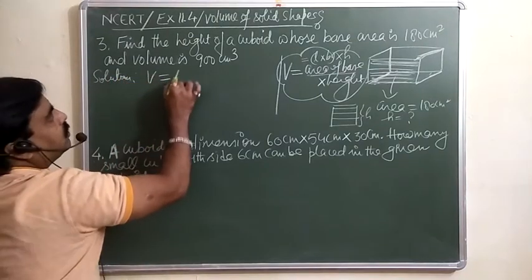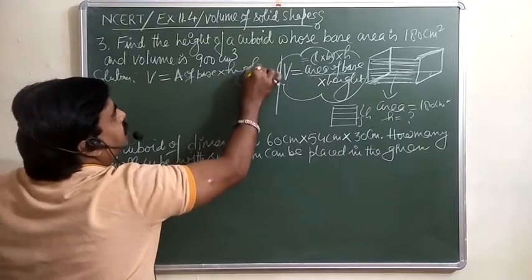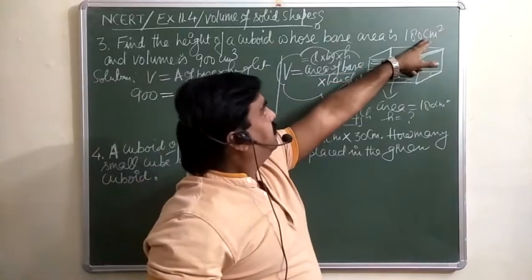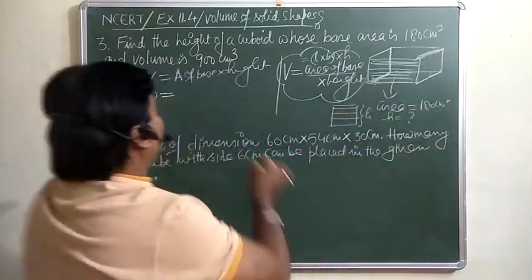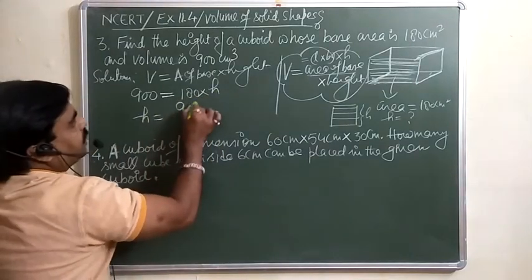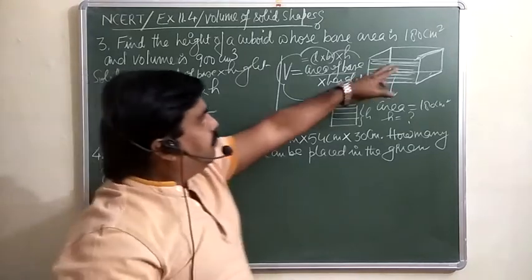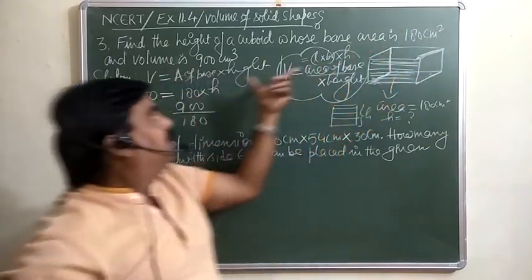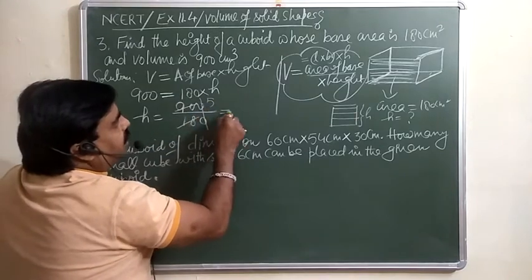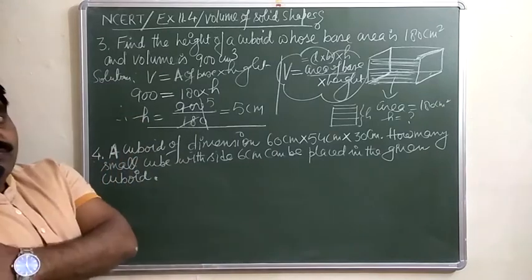The volume is equal to area of base into height. The volume we already know is 900 centimeter cube, and the area of the base is given, 180 centimeter square. So that is 180 into H. From here H is equal to 900 over 180. You should be very careful here that the units should be the same: centimeter square and centimeter cube. This is gone 5 times, so the height is 5 centimeter. The height of this cuboid will be 5 centimeters.